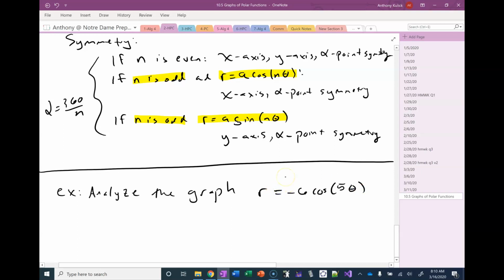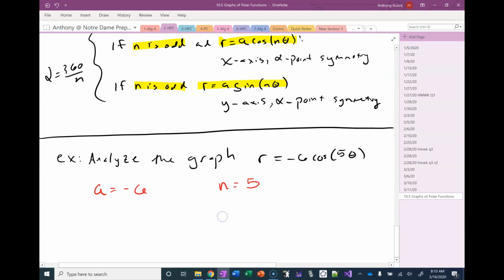So let's say we want to analyze the graph r equals -6 times cosine of 5 theta. The first thing I like to do is write down my value for a, which in this case is -6, and my value for n, which in this case is 5. Once I know my value for n, I can also write down my value for alpha, because that's just going to be 360 divided by n. So in this case, my alpha is 72 degrees.